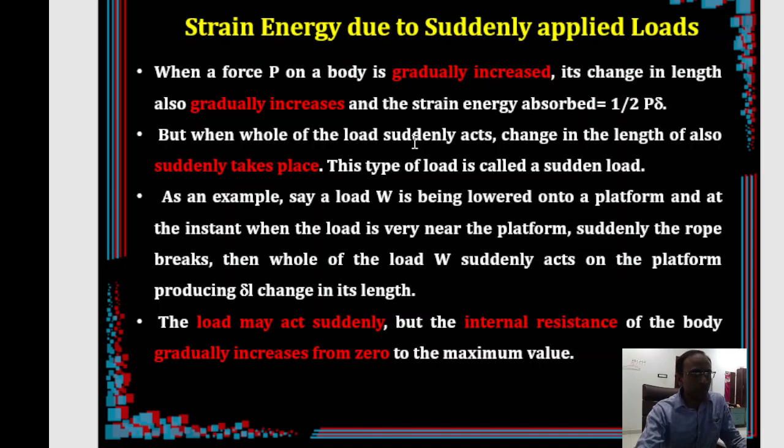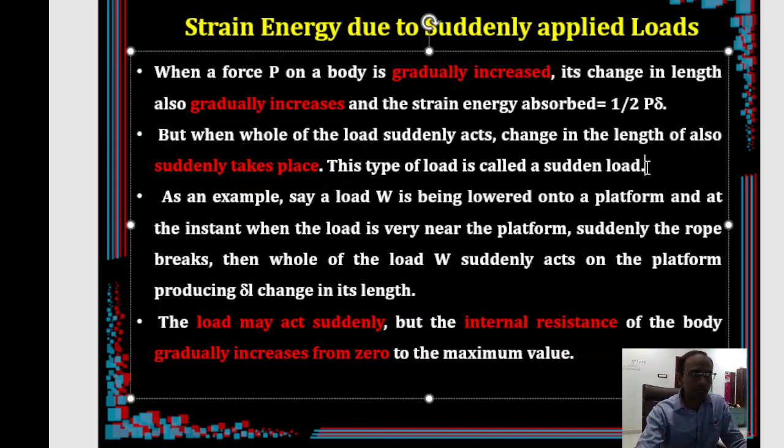Now, when the whole load suddenly acts, the change in the length is also taken suddenly. So you are not applying the load in a gradual fashion, like increasing, say 1 kilonewton, then putting another load, then another load. That is a gradually applied load. Here at a time you are applying some 20 or 30 kgs load, and the deformation also happens very quickly or suddenly. That is what we are referring to as suddenly applied load.